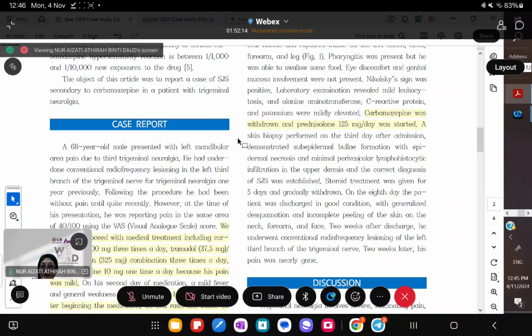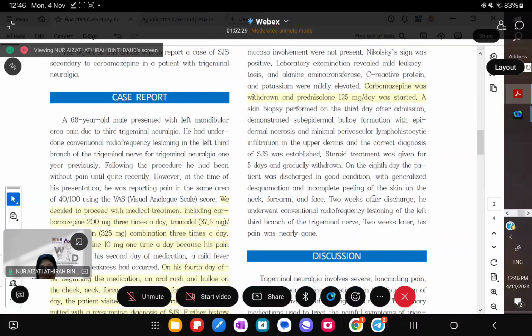Ini ialah presentation of clinical presentation of SJS. Ada subepidermal bullae formation, ada epidermal necrosis. Ini semua ialah presentation of SJS lah. And then dia discharge 2 weeks later.